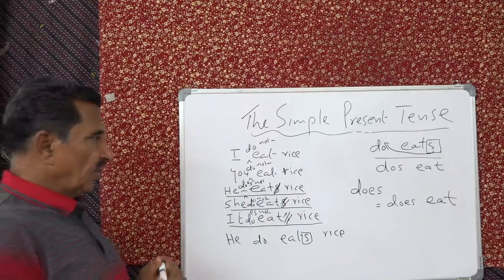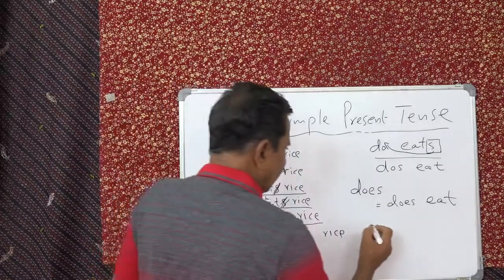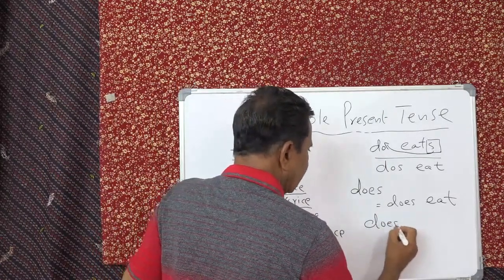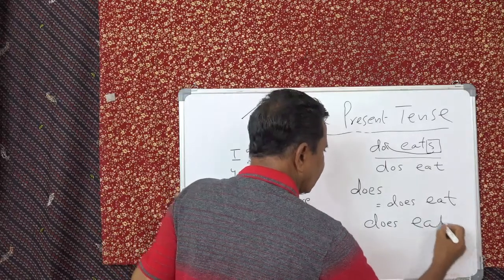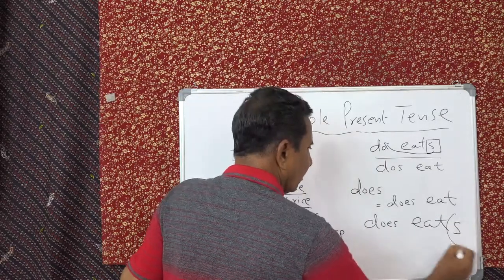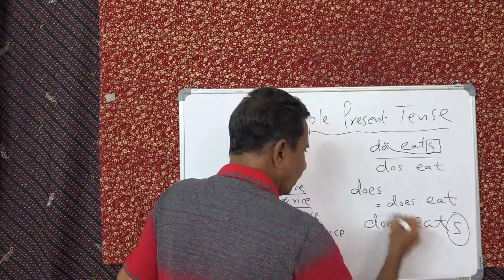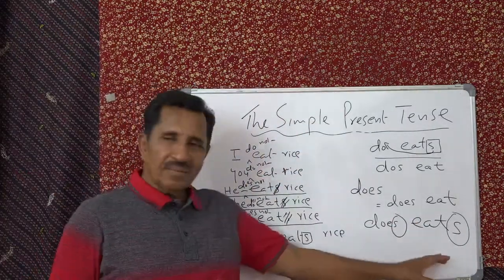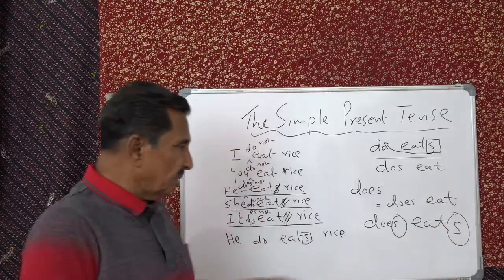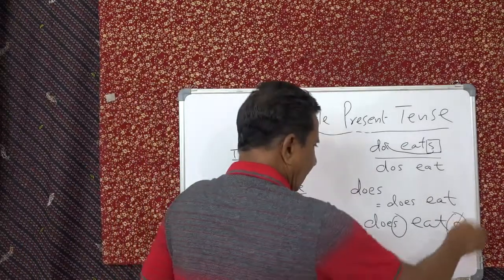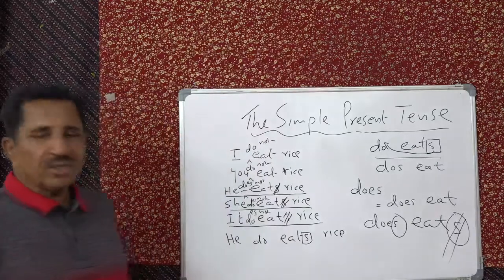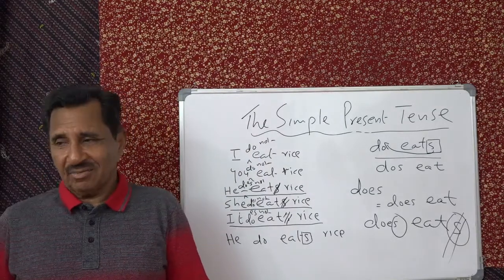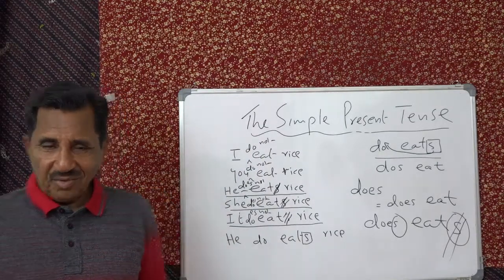Therefore, you should never say does eats, because then there will be two S here. You can never say does eats, because this S already has been taken and added to the first word in that tense form. I hope you understand.